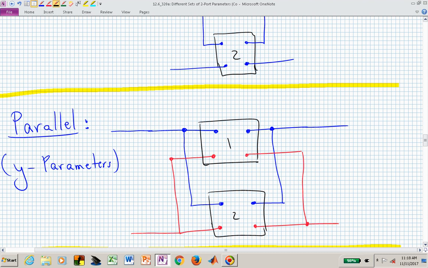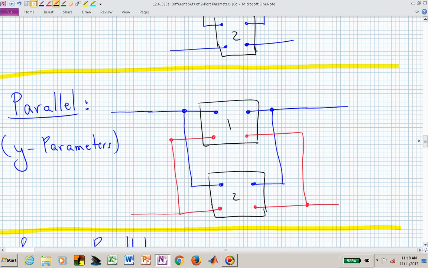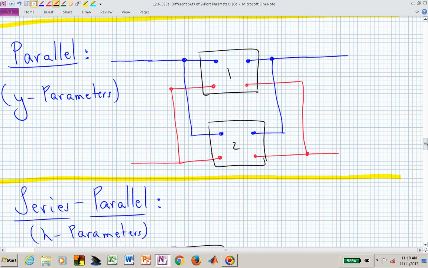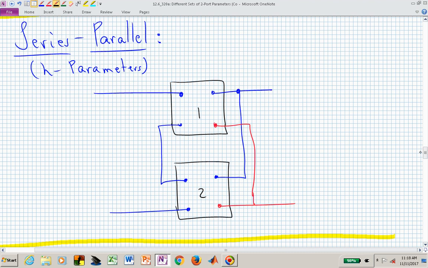We're not connecting inputs and outputs. We're connecting inputs to inputs, outputs to outputs, but we're connecting top to top and bottom to bottom. This is now a parallel. Contrast that with the series, where here we connected bottom to top from 1 to 2. Here in 1 to 2, we connect top to top and bottom to bottom. You can now just imagine the different combinations of connections.